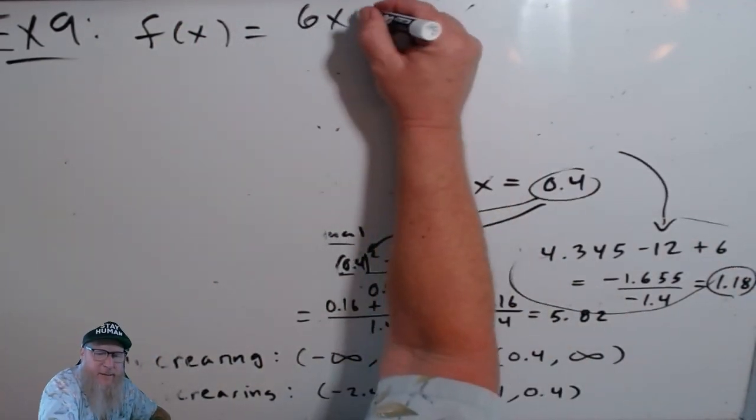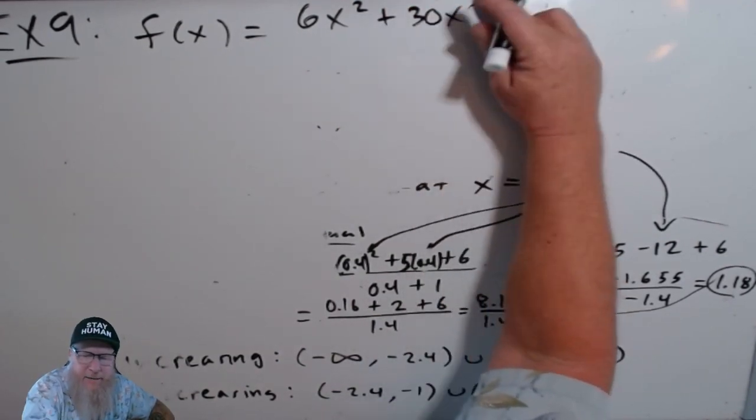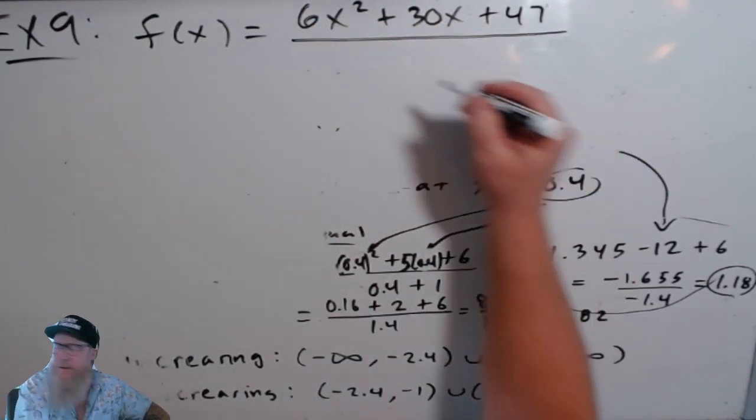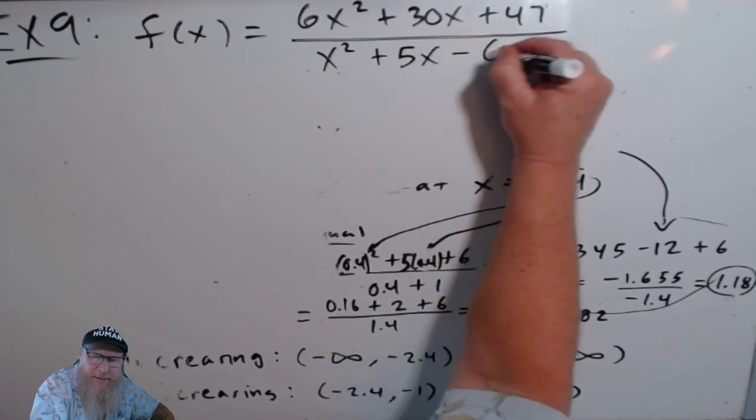So we got (6x squared plus 30x plus 47) all over (x squared plus 5x minus 6).